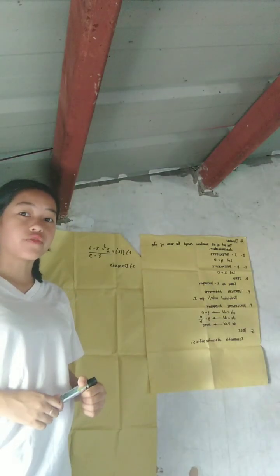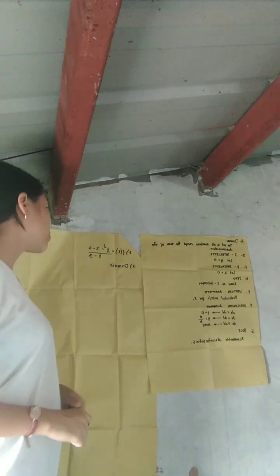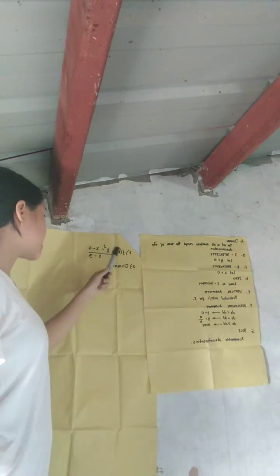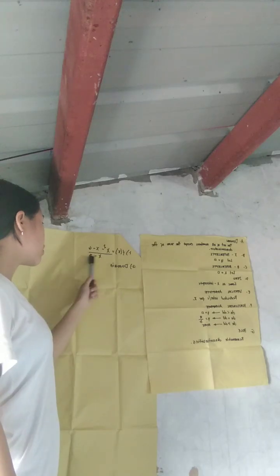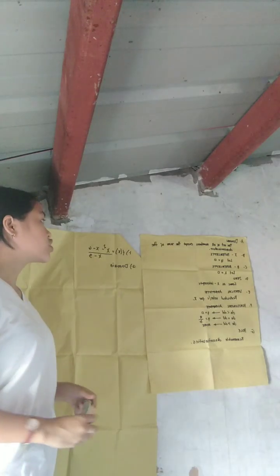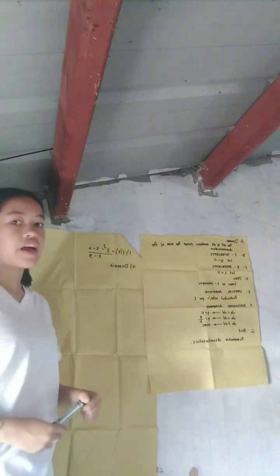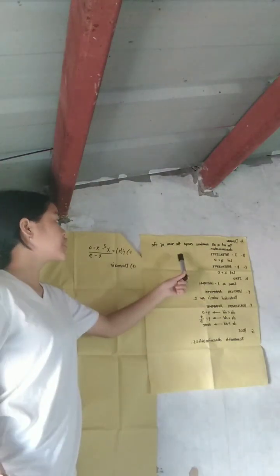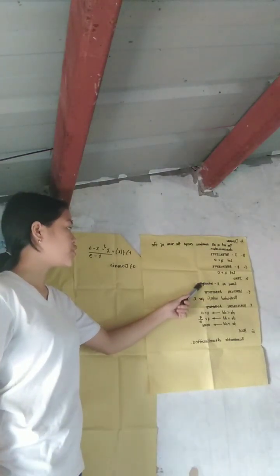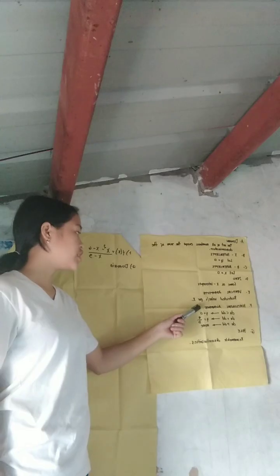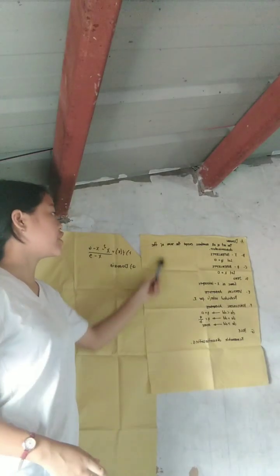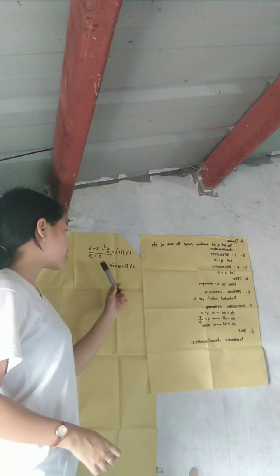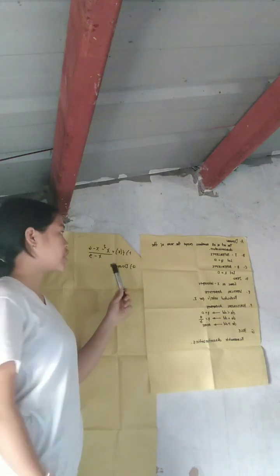We have our first example here, which is f of x equals x squared minus x minus 6 all over x minus 3. Let's get the domain, x-intercept, y-intercept, zero, vertical asymptote, horizontal asymptote, and hole. As you can see, we have all the guide here. First, let us get the domain.